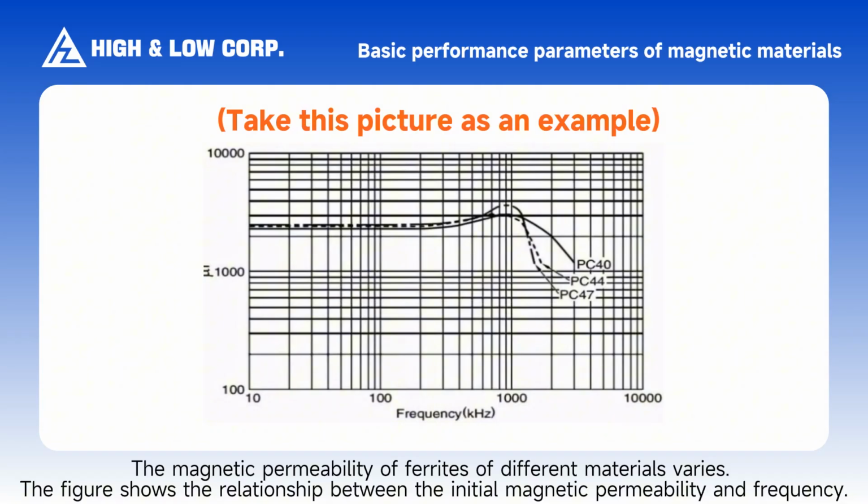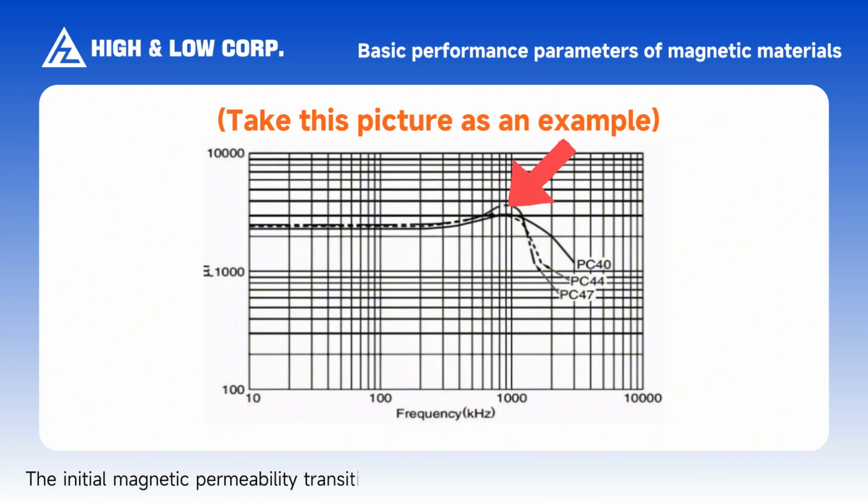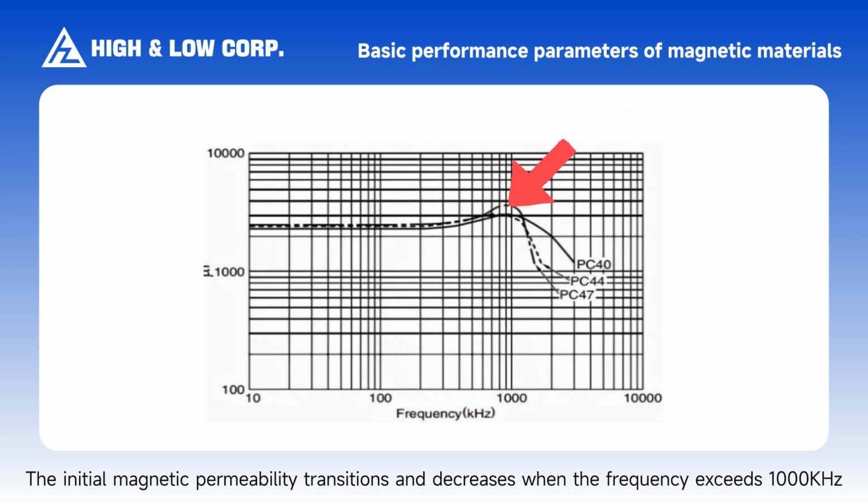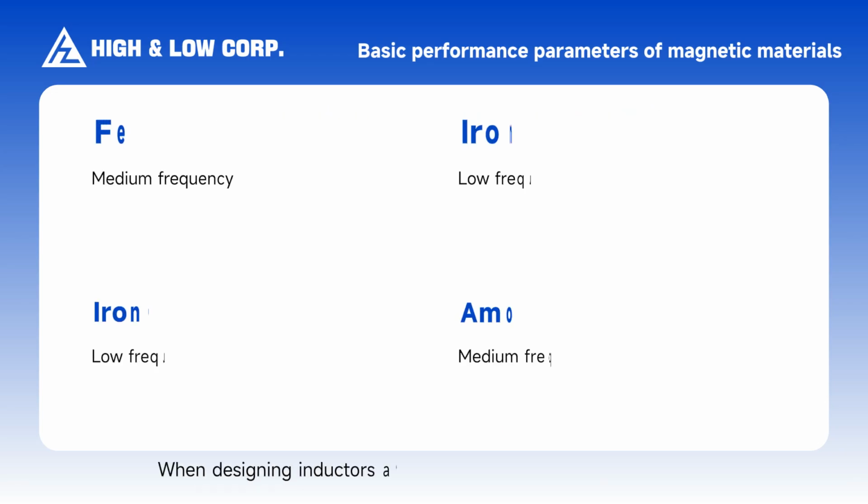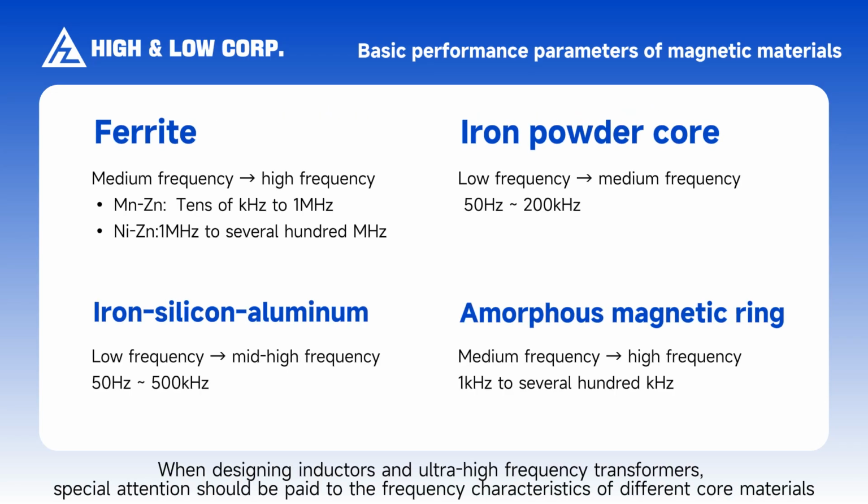The figure shows the relationship between the initial magnetic permeability and frequency. The initial magnetic permeability transitions and decreases when the frequency exceeds 1000 kHz. When designing inductors and ultra-high frequency transformers, special attention should be paid to the frequency characteristics of different core materials.